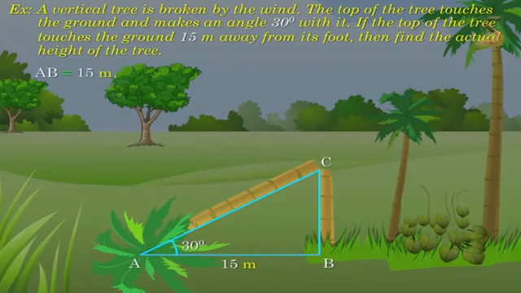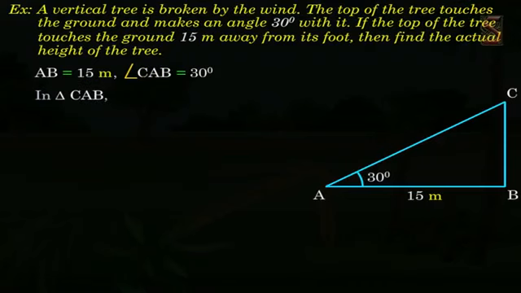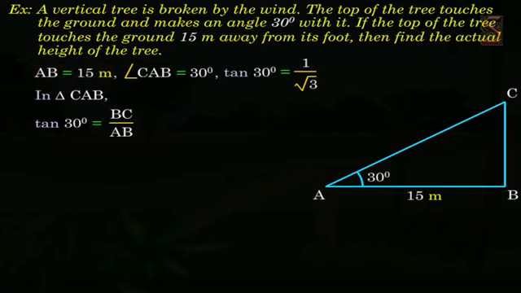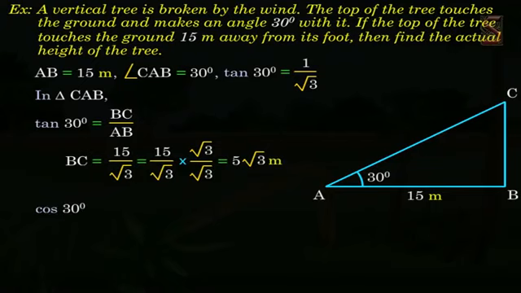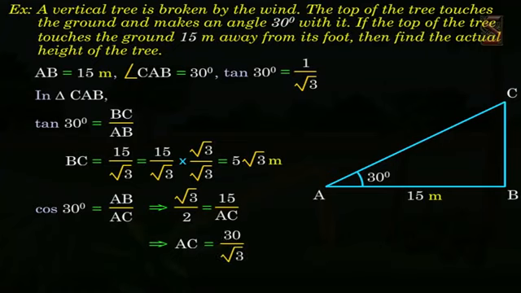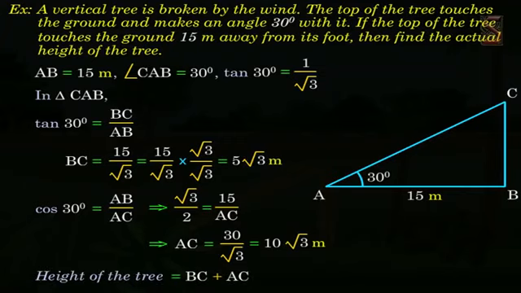Given AB is equal to 15 meters and angle CAB is equal to 30 degrees, now let us consider the triangle CAB. We get tan 30 degrees equal to BC by AB, but AB is equal to 15 meters and tan 30 is 1 by root 3. So we get BC is equal to 15 by root 3, that is 5 root 3 meters. Also cos 30 degrees is AB by AC, but cos 30 is root 3 by 2 and AB is 15 meters. So we get AC is equal to 30 by root 3, that is 10 root 3 meters. We have to find the height of the tree, that is BC plus AC, which is 5 root 3 plus 10 root 3, equal to 15 root 3 meters.